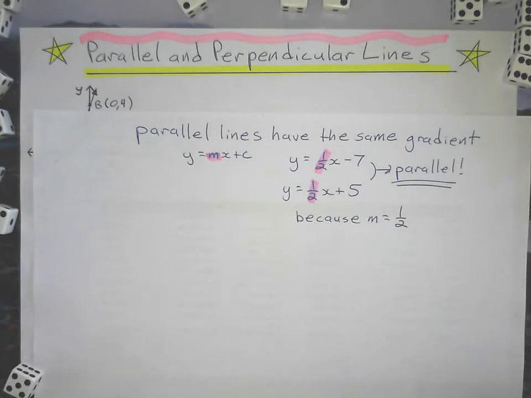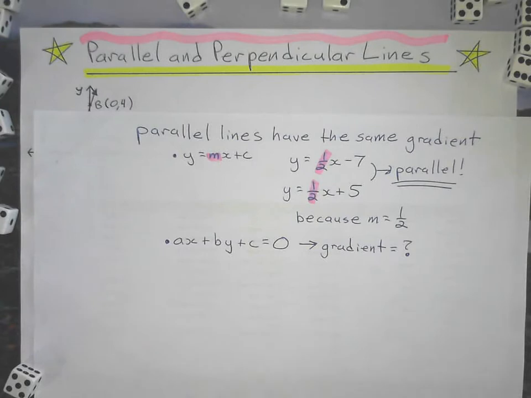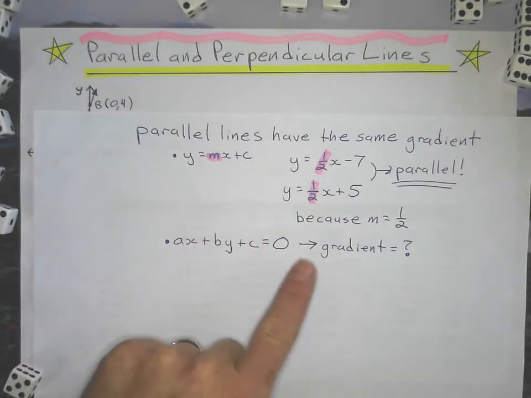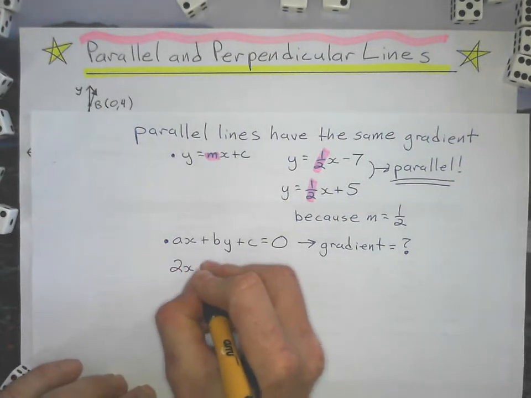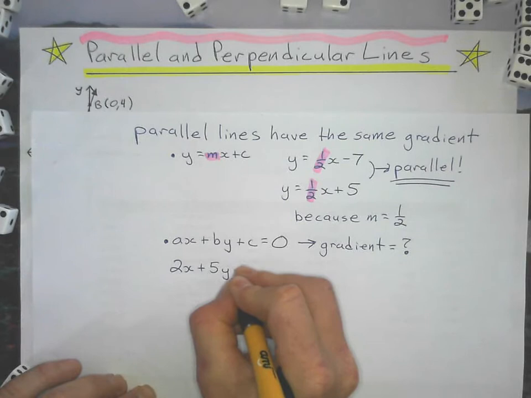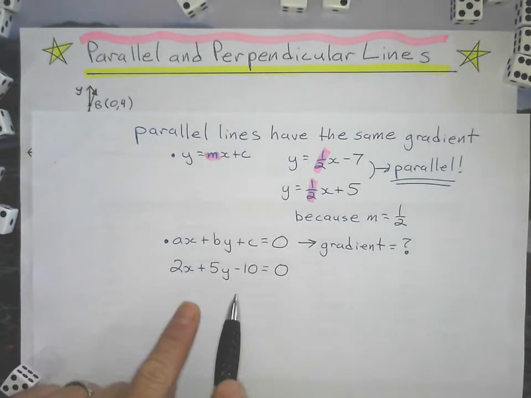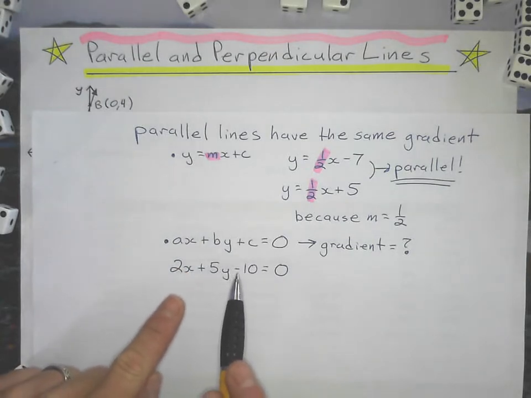If they're in a different form from this one, we can't tell what the gradient is. For example, if I have something like 2x plus 5y minus 10 equals 0, I'm unable to just look at it and figure out what the gradient is.